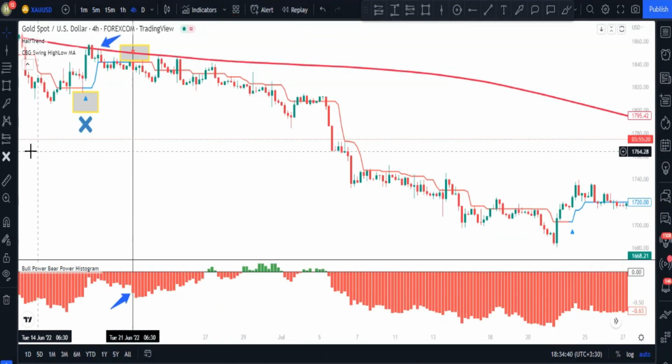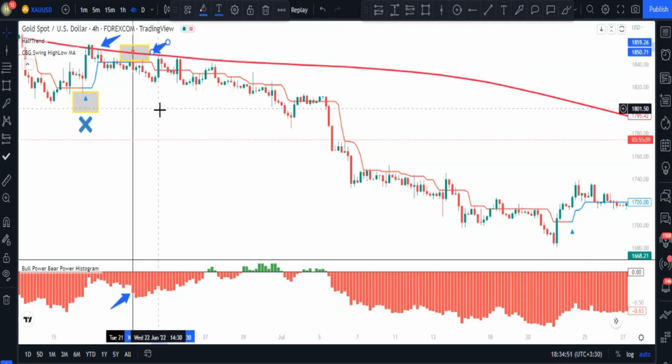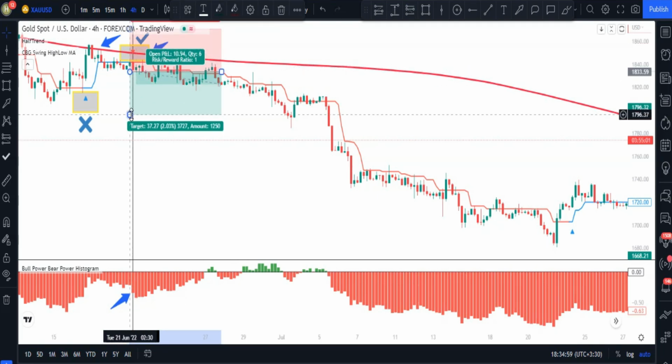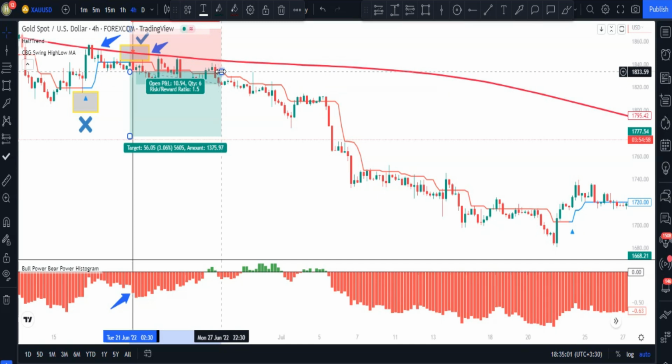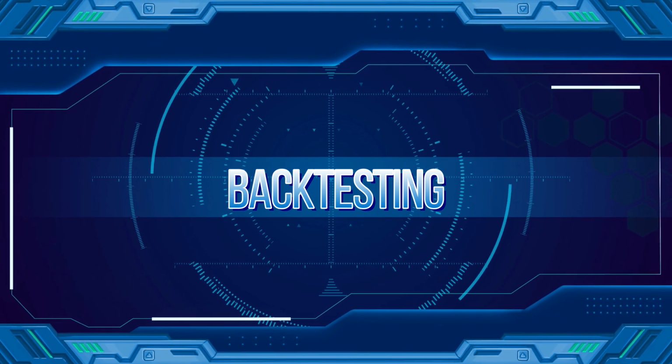Now let's check out some trading examples. Now I hope you fully understand the strategy. So now let's do our back testing.